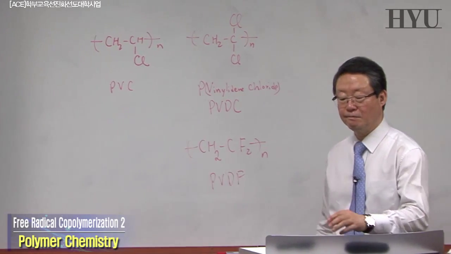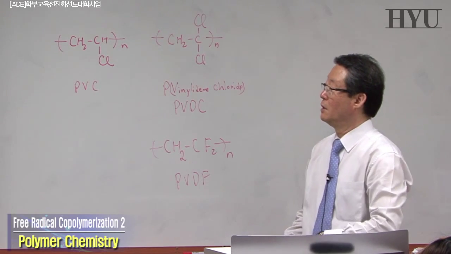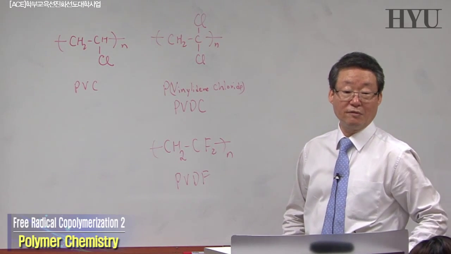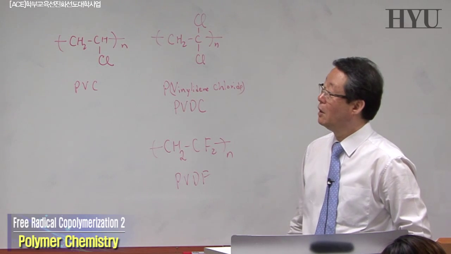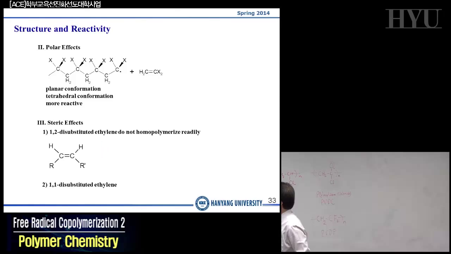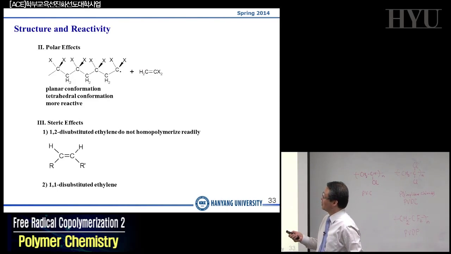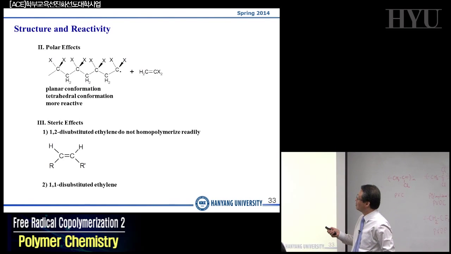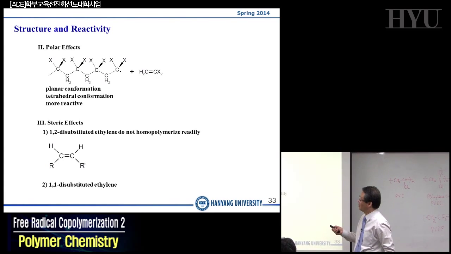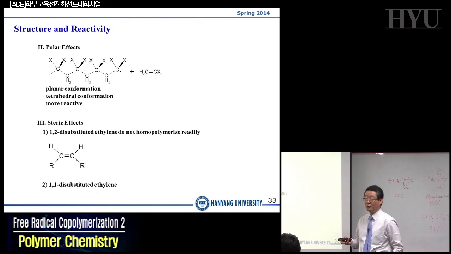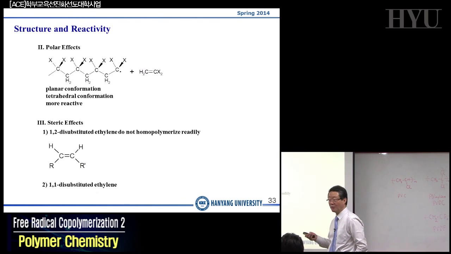Okay. Now, PVDF is much more reactive than PVC. In other words, this is the 1,1 disubstituted monomer and the polymer in this case, and it has a very planar conformation, and you have a tetrahedral conformation, of course, and this is much more reactive than the monosubstituted vinyl chloride or monosubstituted vinyl fluoride.